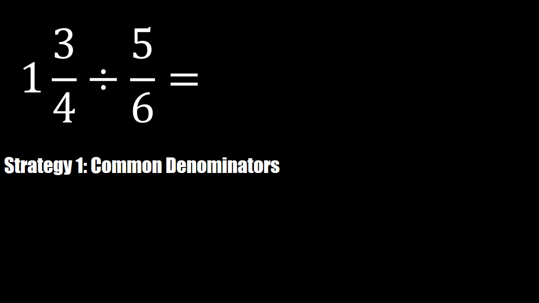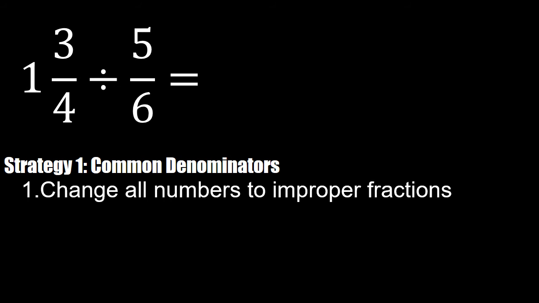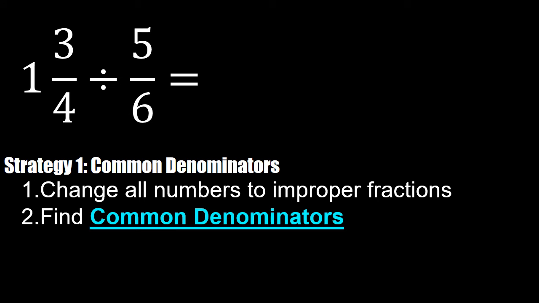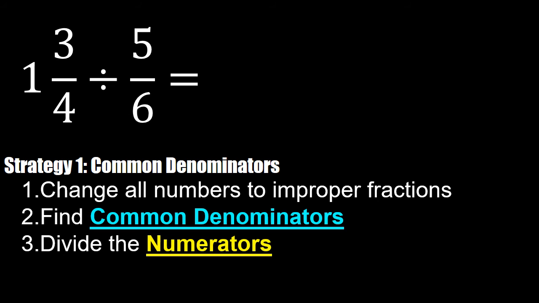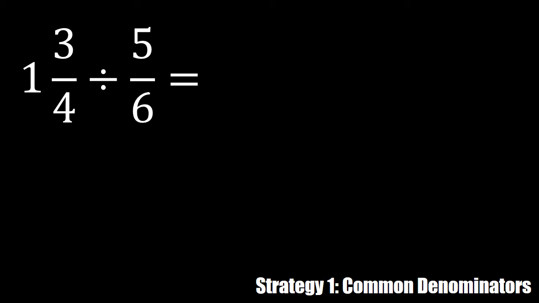So now what happens if we have any kind of mixed numbers or whole numbers? In strategy number 1, we're going to change all the numbers to improper fractions. And then we're going to find common denominators, divide out our numerators, and then simplify. So now let's go ahead and use the steps for finding common denominators.